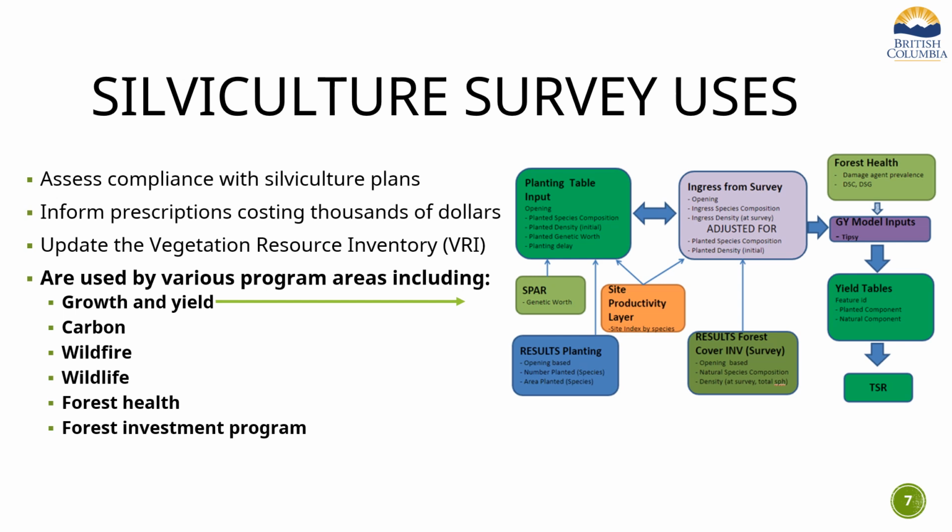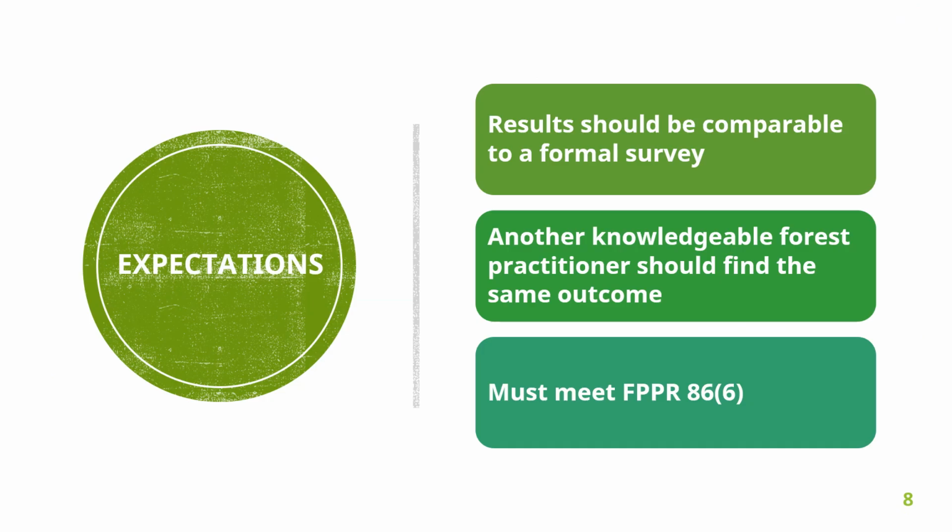These projections are then used for important decision-making, like timber supply review. Given the importance of survey information, the survey manual has always had strongly worded conditions for using visual and representative surveys. For example, the manual has clearly stated that if you use a representative or visual assessment, your results need to be comparable to what would be collected with a grid or vector survey.